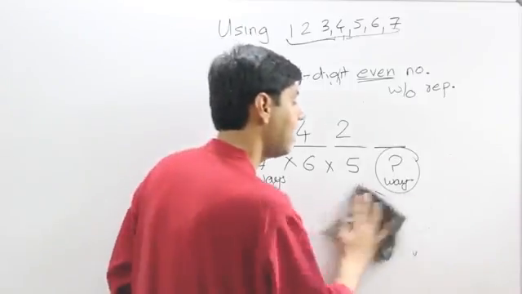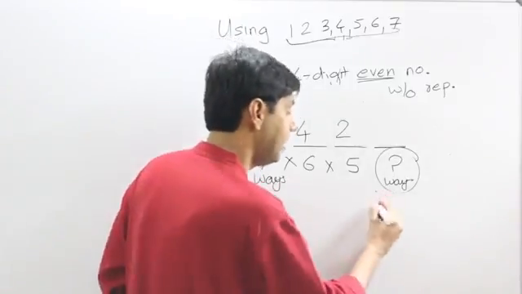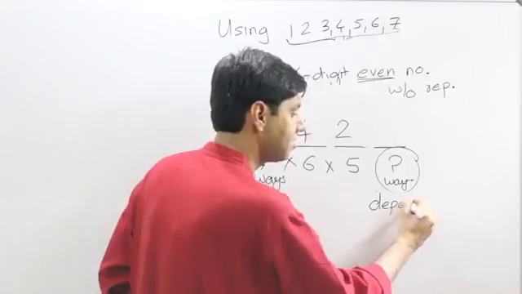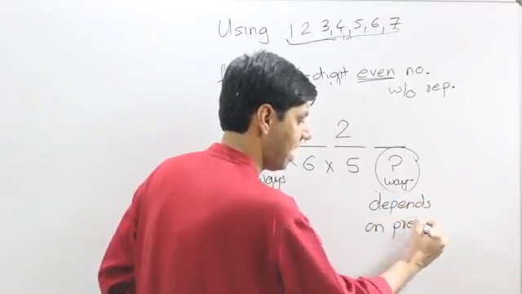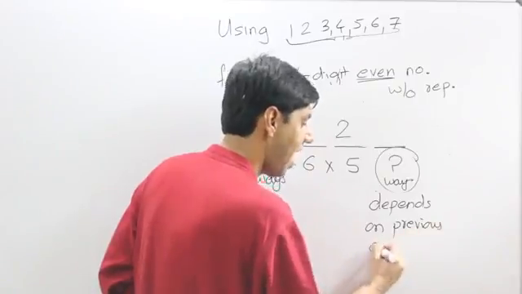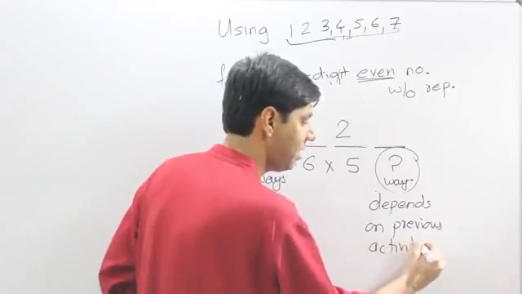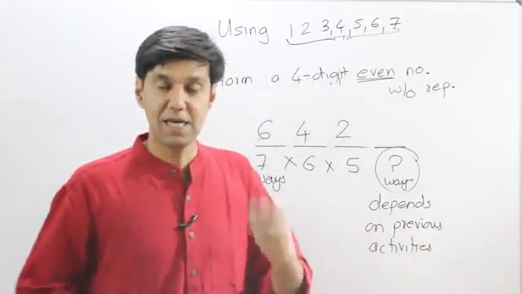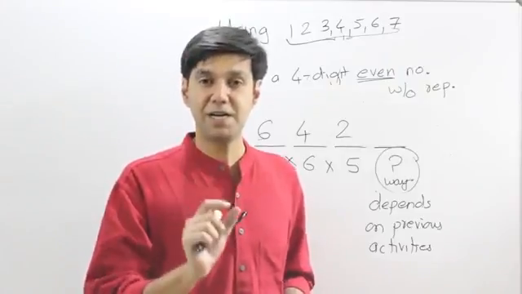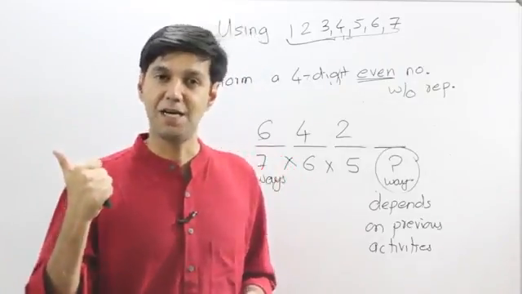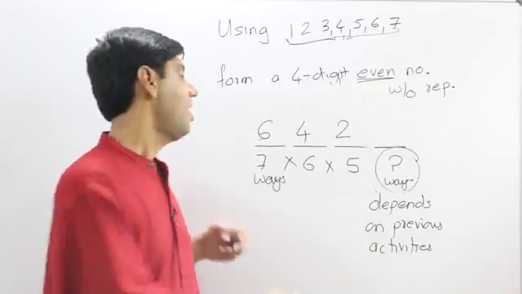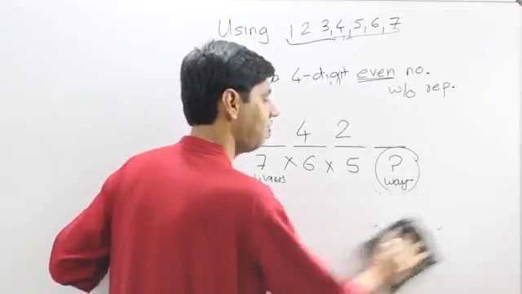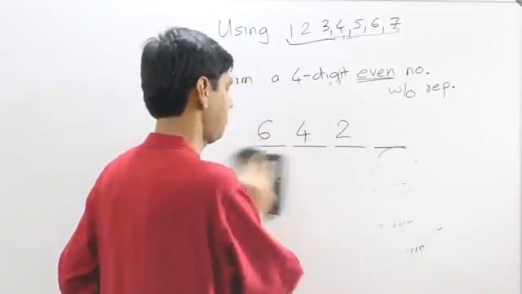Here the answer to in how many ways it can be filled depends on the previous activities, right? And whenever in PNC you get an answer that the number of ways an event can be done depends on something done earlier, it's going to be very, very difficult to handle, right? So it is necessary that you start off with the units position.